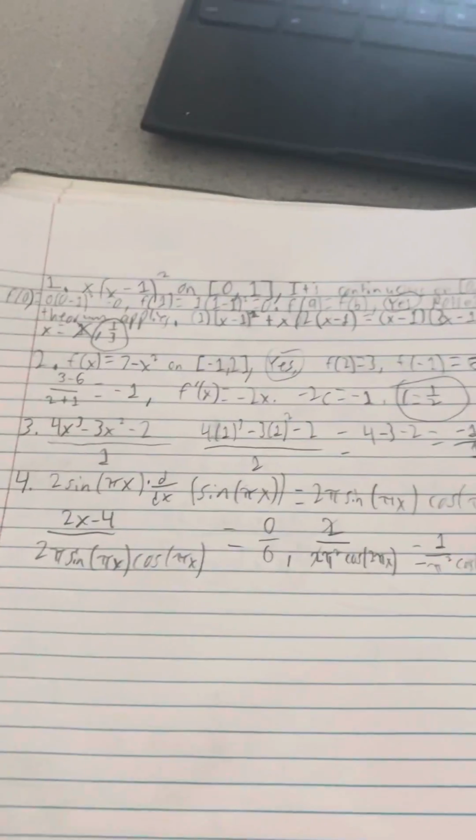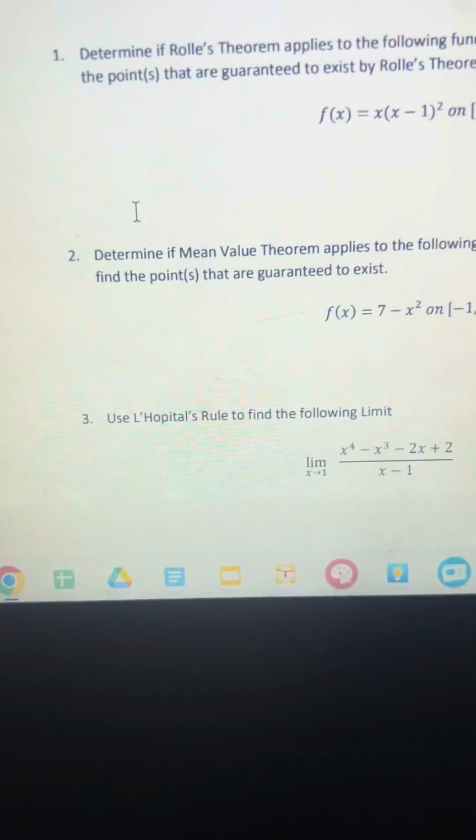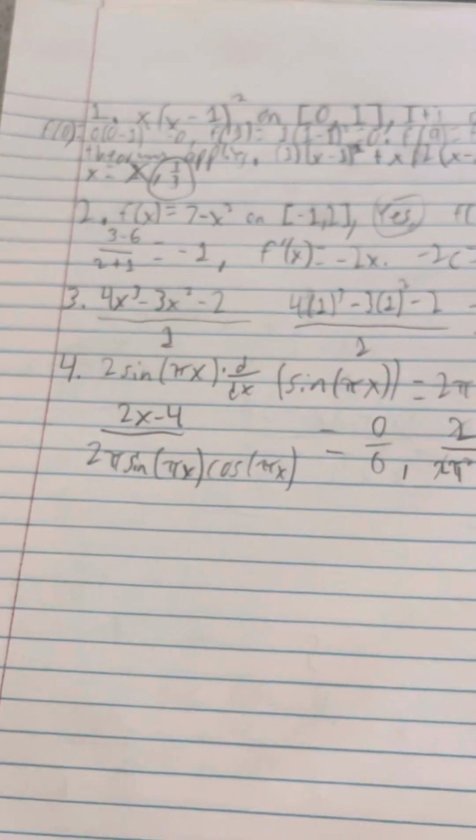Then number 3 is just this rule, which is pretty easy. All you do is find the derivative and then put the number that the limit is approaching into the derivative and see if it still equals 0/0.